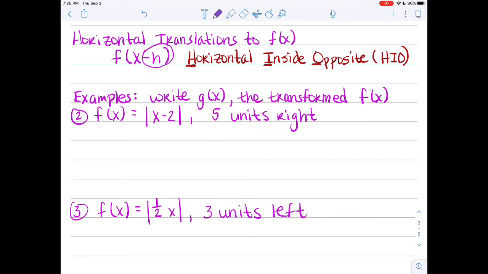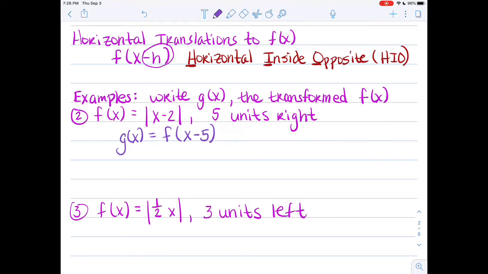So if we are looking at an example where we start with the function f of x is equal to the absolute value of x minus 2, we want to move it 5 units to the right. Remember that moving to the right means we're going to be subtracting. So we can write our function g of x, our transformed function, in function notation. We will say that it's f of x minus 5. It's a minus because remember that going to the right, we are going to subtract.